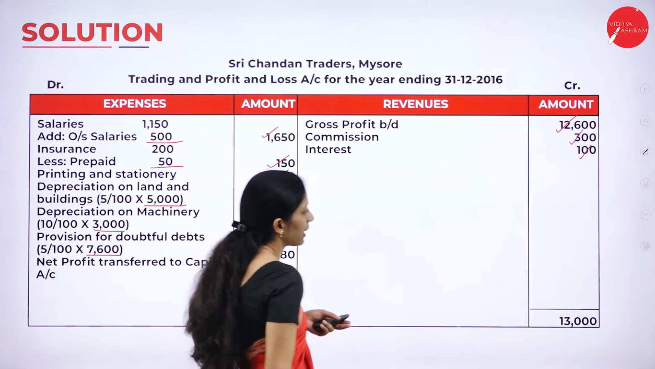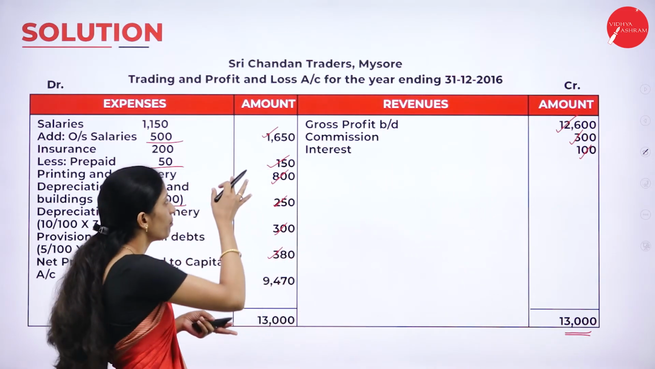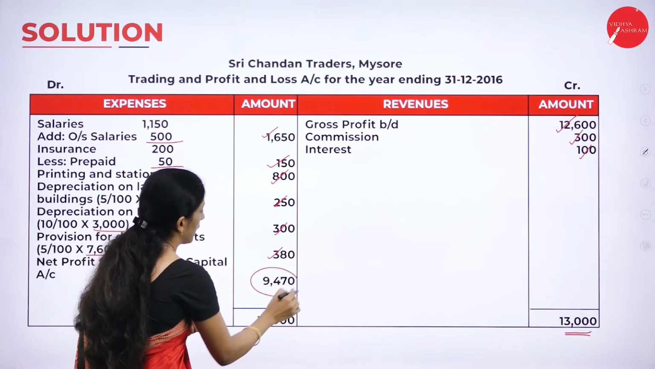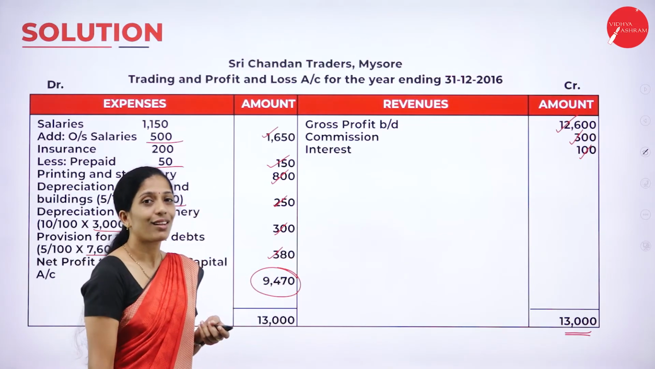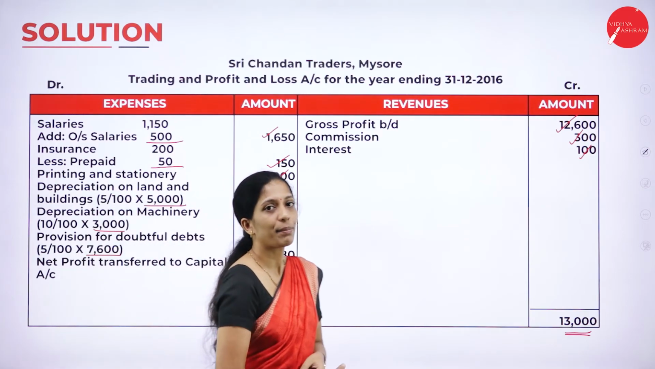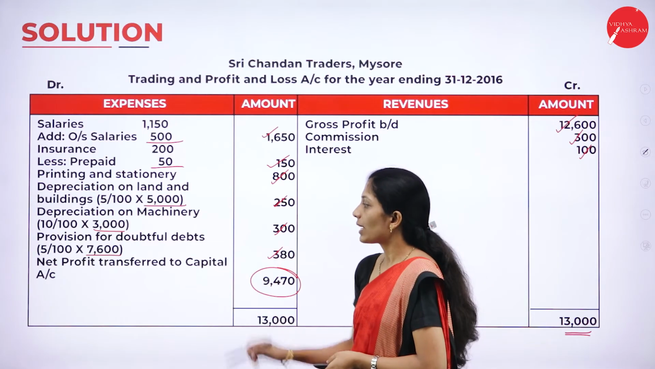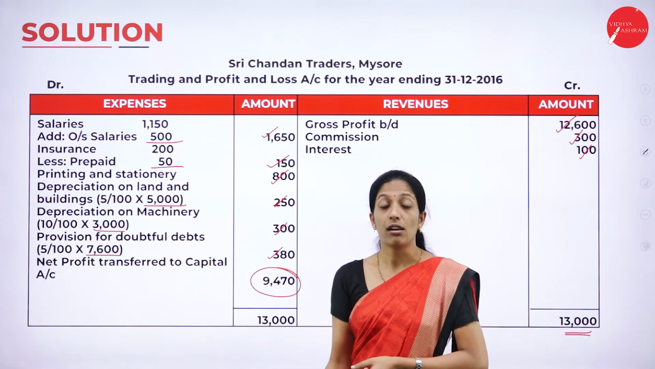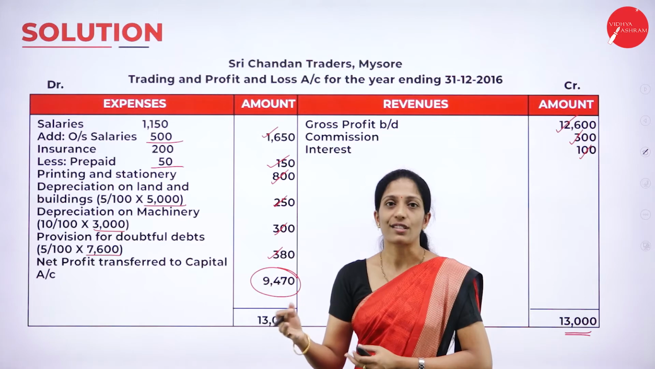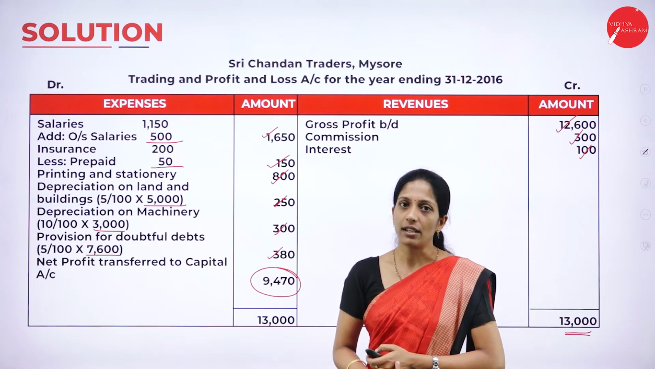So if you add the credit side, the total is 13,000, whereas if you subtract everything on the debit side, you'll get a balancing figure of 9,470. So here also your credit side is more than the debit side, so it means what? It is net profit. So net profit is transferred to the capital account or the balance sheet. So hope you are clear with the trading profit and loss account.